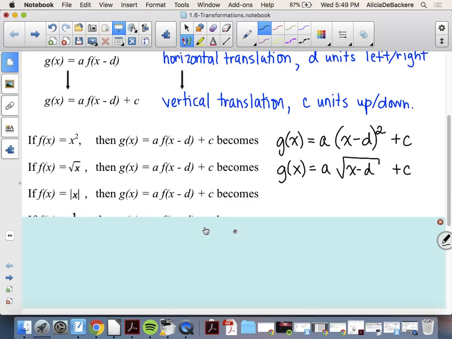Next, we're going to take a look at the absolute value function. Same thing, the function wraps all the way around x minus d, so I know that that's where my absolute value bars are going to go, around x minus d.